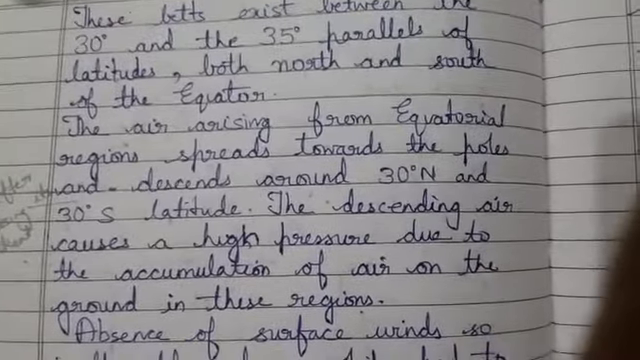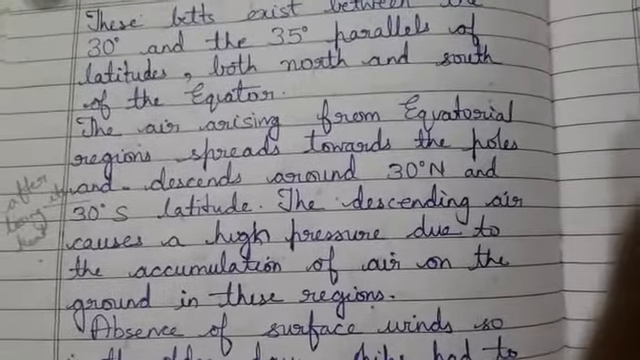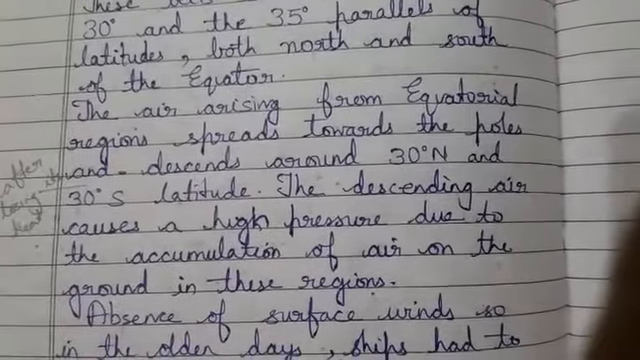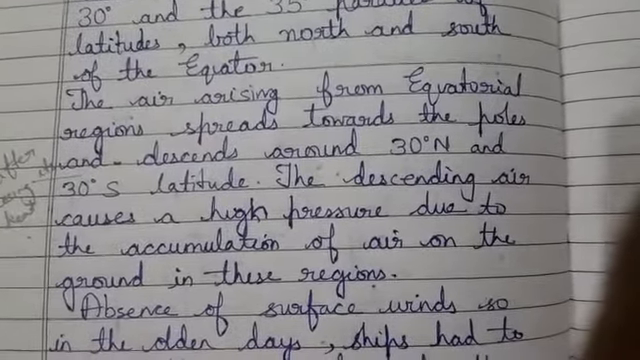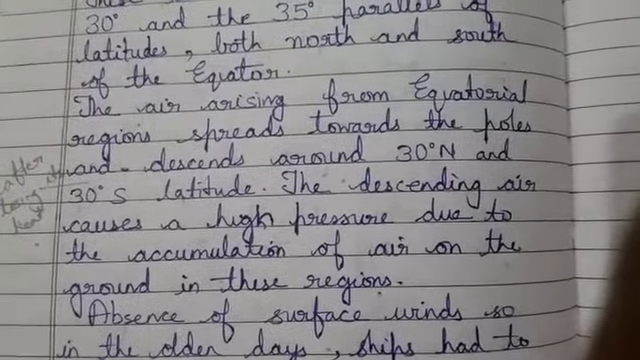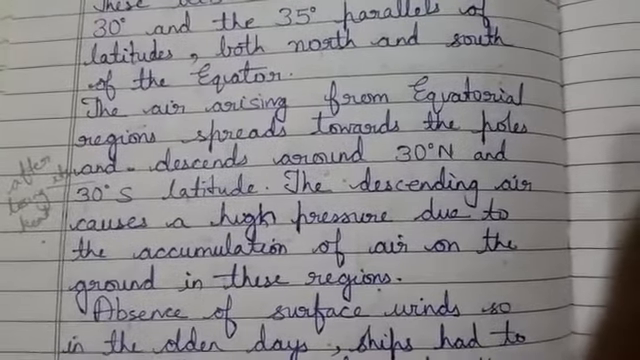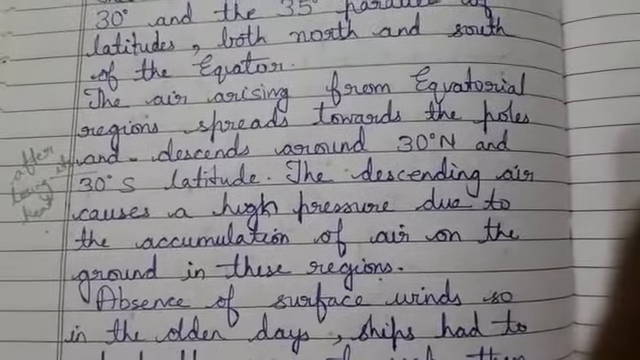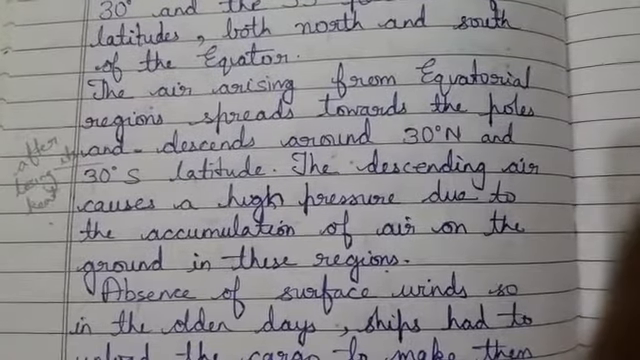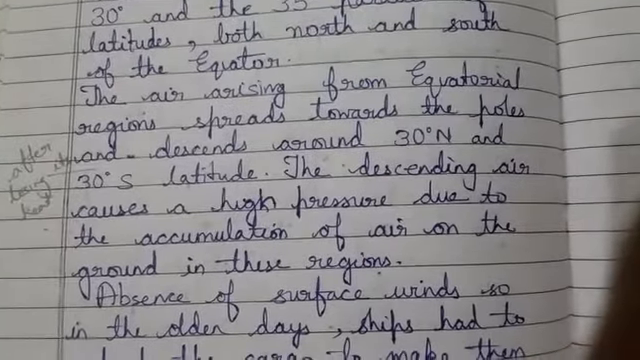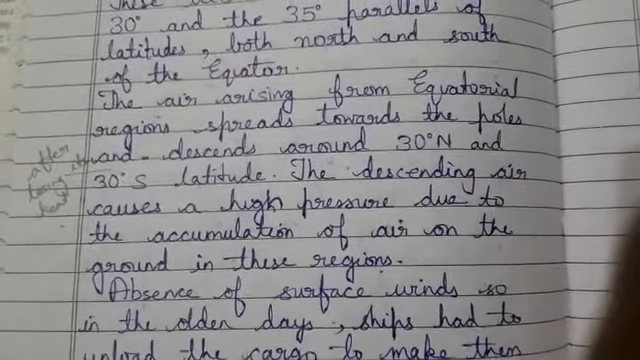So what happens actually is that the air arising from equatorial regions, we read last time that in the equatorial regions there is the area of low pressure. So because of low pressure and extreme heat, the air moves upward. So the air arising from equatorial regions spreads towards the poles. When it reaches up to around 30° north and 30° south latitude only, it starts losing its heat. It loses its heat. And then what happens after losing its heat?